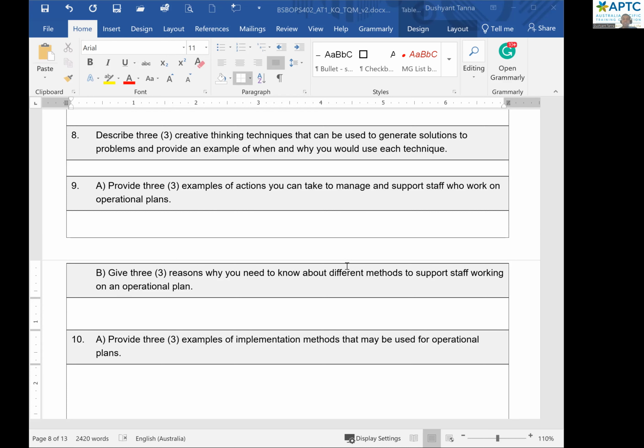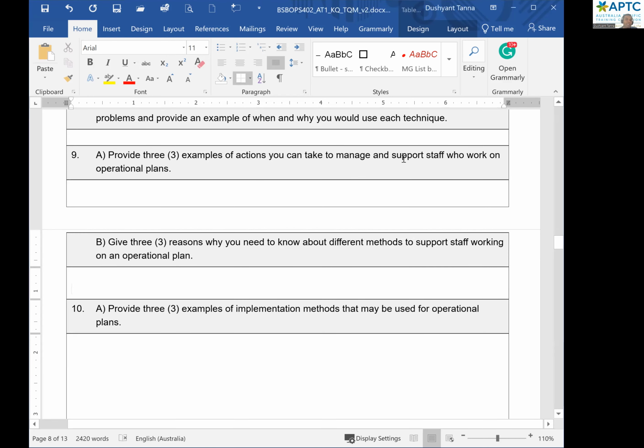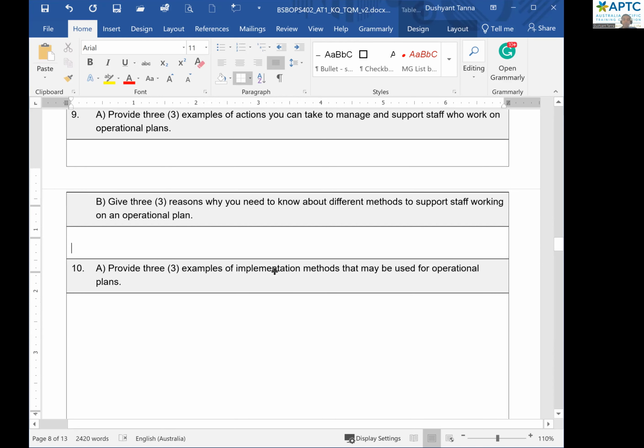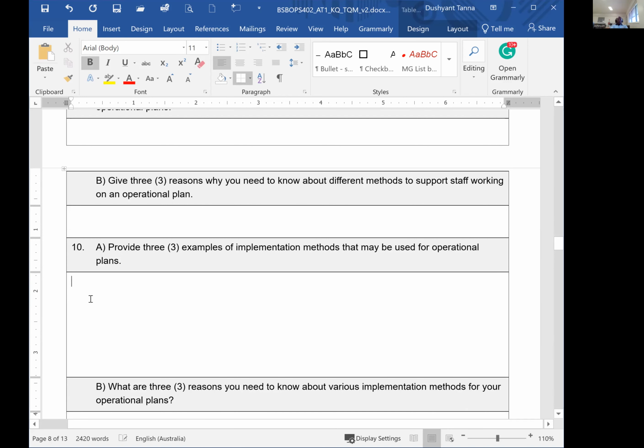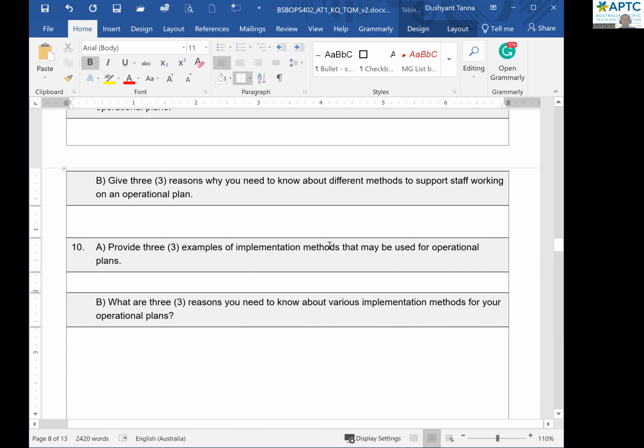Again, give 3 reasons why you need to know. I mean, these are the examples, these are the methods. That is the reasons why you need to know. Go with that. Now the questions are like, provide 3 examples of implementation methods and the reasons why you need to know various methods. Implementation methods that may be used for operation plans. Anyone?